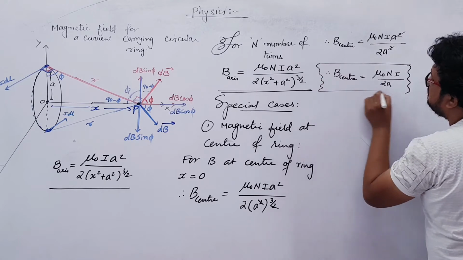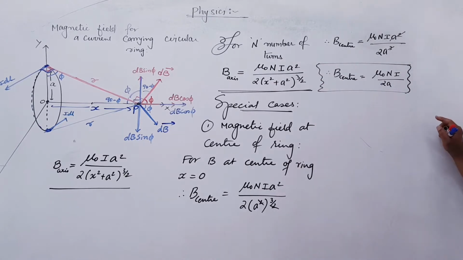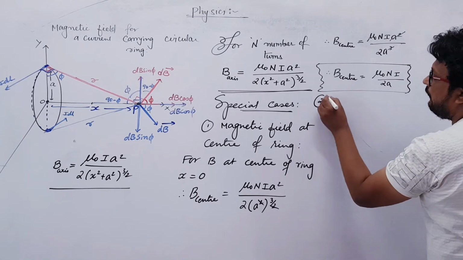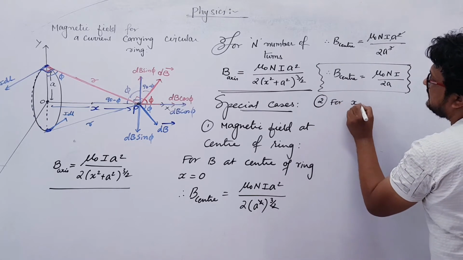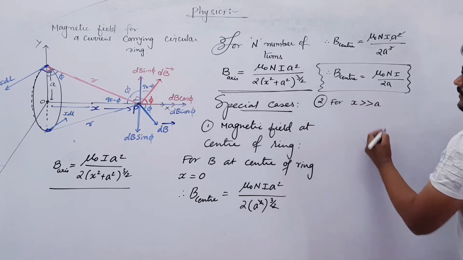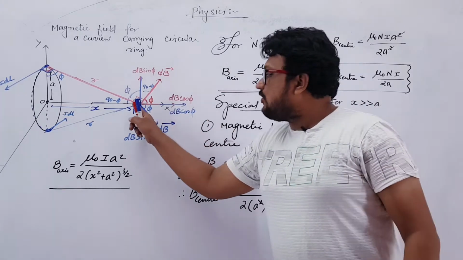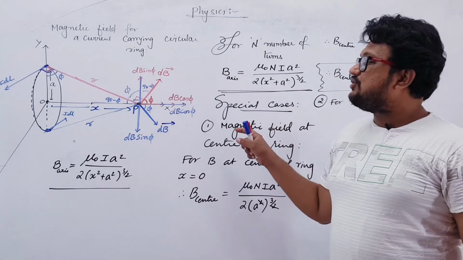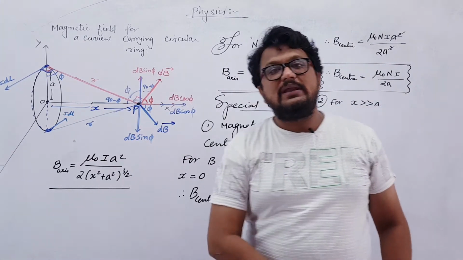Most of the MCQs or sums for ring will be based on this formula, that is B of center equal to mu naught Ni over 2a. Clear? Now the second case is for x much more greater than a, means this point P is at very large distance such that radius of ring can be neglected, right?